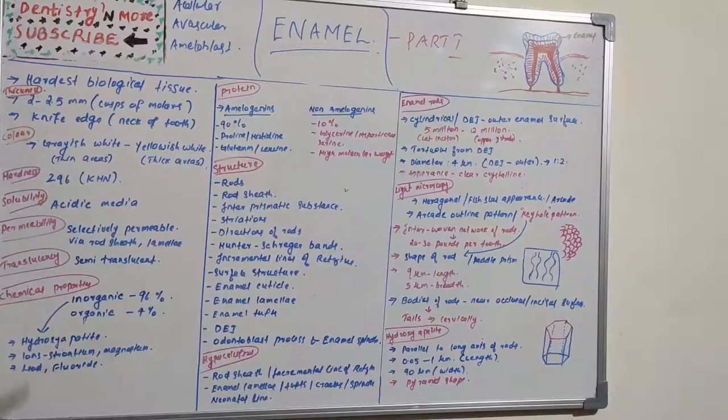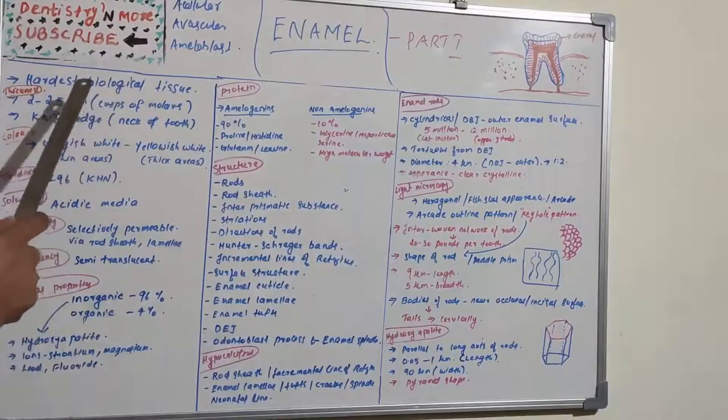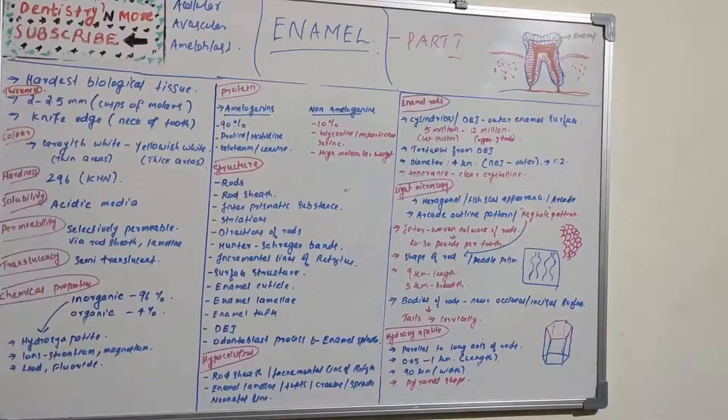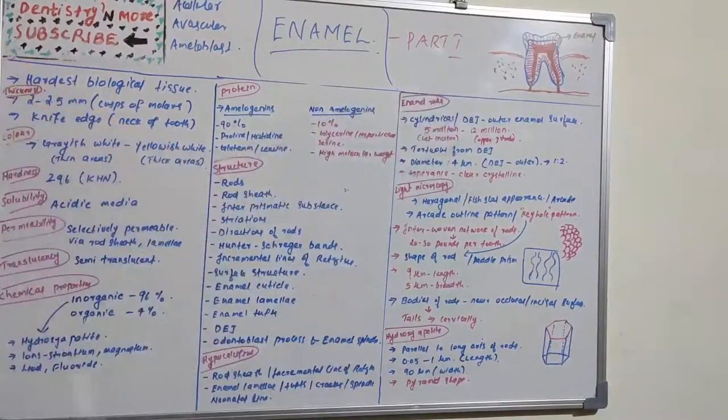So let's start enamel. It is an epithelial covering of variable thickness over the entire surface of the crown. And as I told, it is the hardest biological tissue, and it attains maximum thickness of around 2 to 2.5 millimeter on the cusps of molars and premolars. The minimum thickness is near the neck of the tooth. This part, the neck of the tooth, has the thinnest width, like a knife edge, and the maximum cuspal thickness is seen at the cusp of molars and premolars.